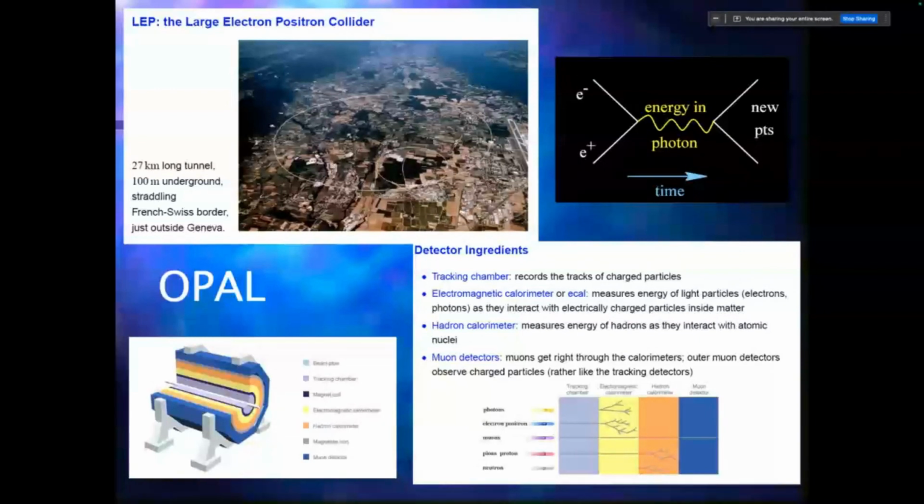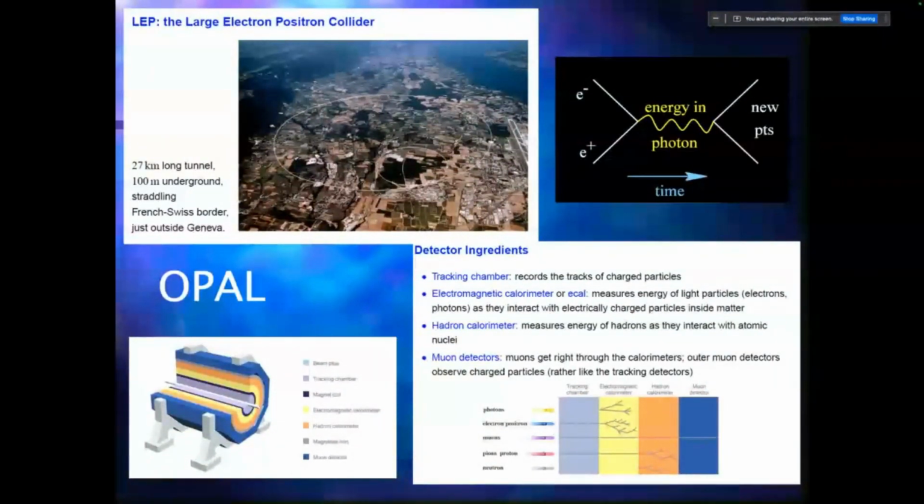Now, you might recognize this picture as the same picture that Nick showed earlier, and the reason for that is that LEP is actually the predecessor of the Large Hadron Collider. So it was a collider that was built in exactly the same tunnel as the LHC, and the only difference between those two colliders is that whilst the LHC collides protons, the Large Electron Positron Collider, as it says in the name, collides electrons and positrons together.